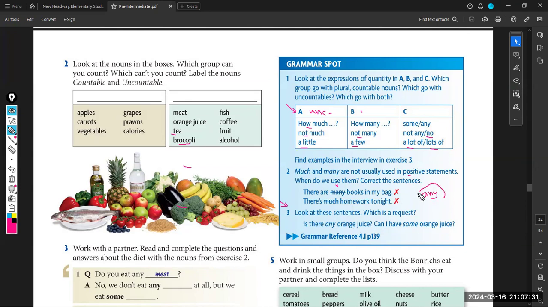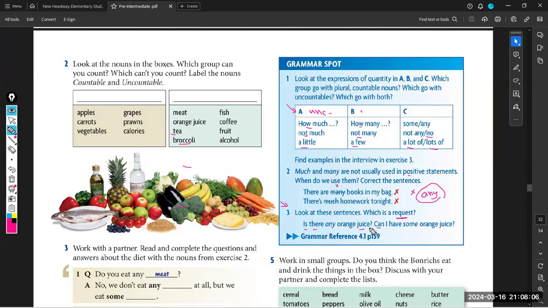And I told you that I have to use any if I'm asking any question. For example, do you need any pencils, for example? So I used any because I'm asking a question. But be careful. If you are making a request, you don't have to use any at all. You have to use some. Take a look at this example. Which one is the request? If I want to say, is there any orange juice, or can I have some orange juice?